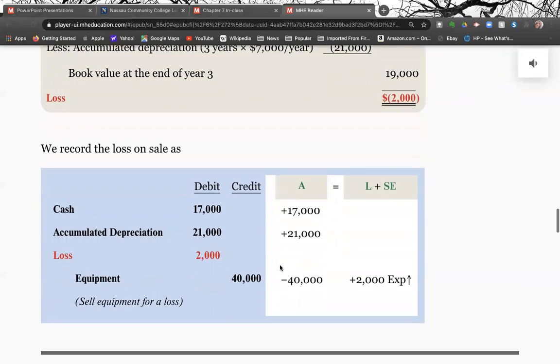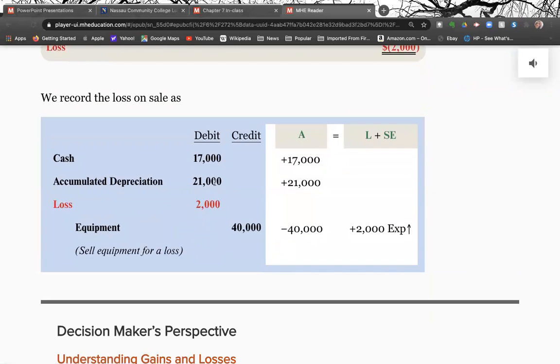So how would the entry be different? I would debit cash for 17 now. I'm still going to debit accumulated depreciation for 21, and I'm still going to credit the equipment for 40. So 17 plus 21 is 38, debits of 38, credits of 40. I need a debit of 2 to make the entry balance, right? And that 2 is a loss.